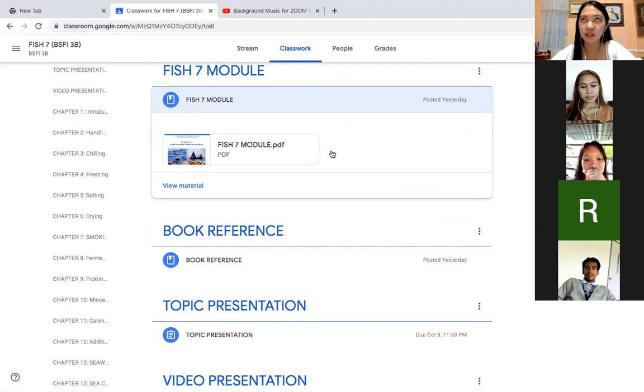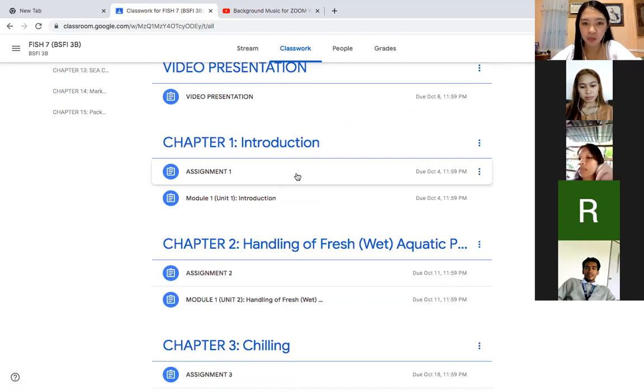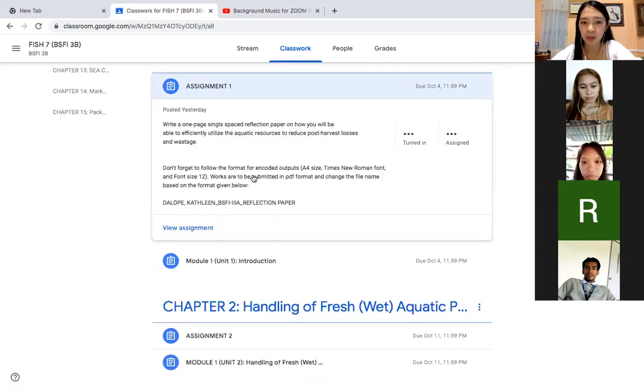Don't be worried. Paano ko yan isasagot, ma'am? Naka-PDF naman yan. Dito na siya lahat, class, sa ating by chapter. So every week, ito yung task niyo. For first week, this week, you will be doing the assignment number 1, which is the reflection paper. Very easy, no? Reflection paper lang pala, maliit na bagay.